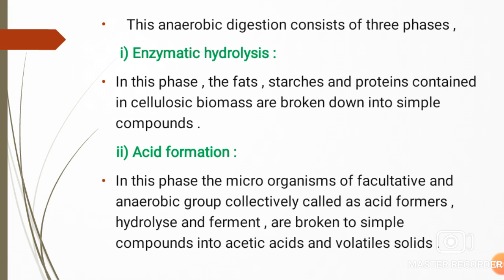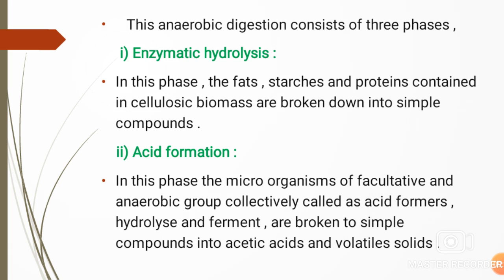This anaerobic digestion consists of 3 phases. Again, this digestion process contains 3 phases. First is the enzymatic hydrolysis, second one is the acid formation, and third one is the methane formation. So first we see the enzymatic hydrolysis process.